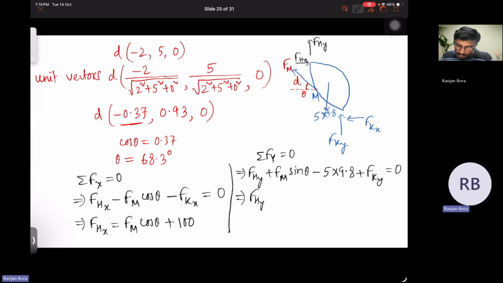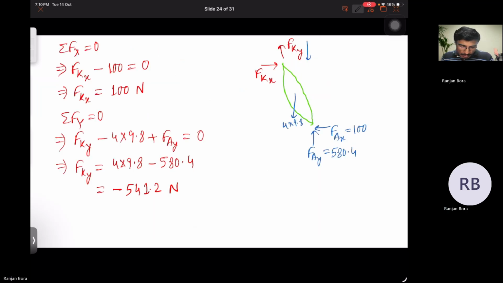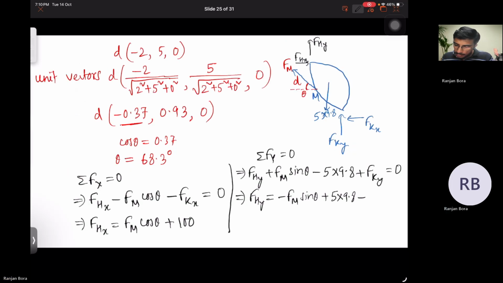So Fhy will be equal to minus Fm sin theta plus 5 cross 9.8 minus Fky. How much is Fky? Fky is minus 541.2. We'll take only the magnitude because the direction we have already considered while drawing the free body diagram. So Fky is 541.2.